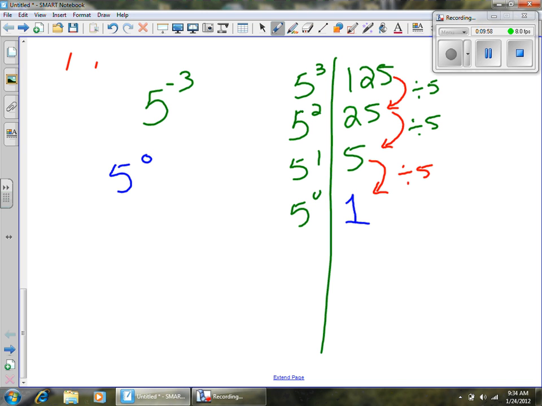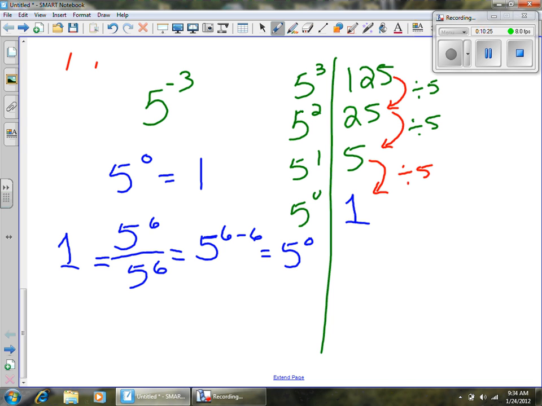Yeah, you heard me. 5 to the 0 power equals 1. If you think about it, let's pretend we had 5 to the 6th over 5 to the 6th. Now you know any non-zero number divided by itself is 1. But you could also think about it this way. You're dividing, so you're going to subtract your exponents. 5 to the 6 minus 6. Well, that's the same as 5 to the 0 power, right? And look at that. 1 on the left-hand side, 5 to the 0 on the right-hand side, equal signs all the way through. That means that 1 equals 5 to the 0 power.